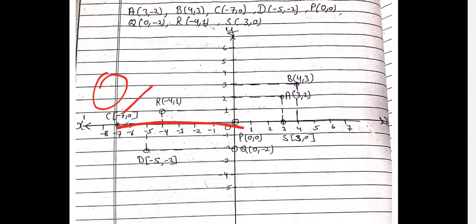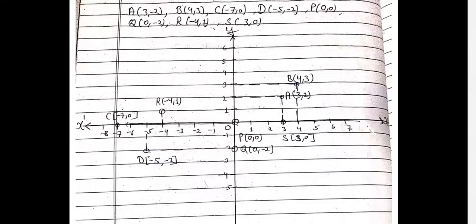Now point D, minus 5 comma minus 2. So D point is minus 5 comma minus 2. So on the x axis move minus 5, and on the y axis you have to move minus 2. So what is the value? The value becomes this one, D minus 5 comma minus 2.